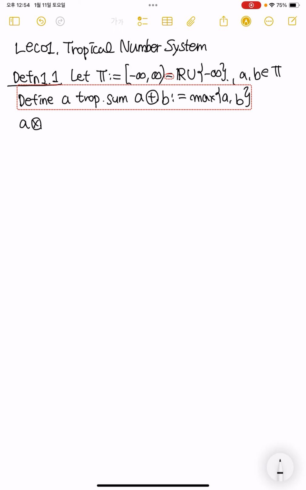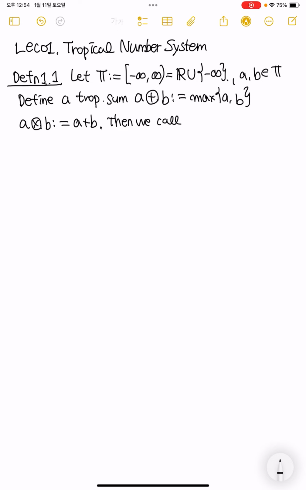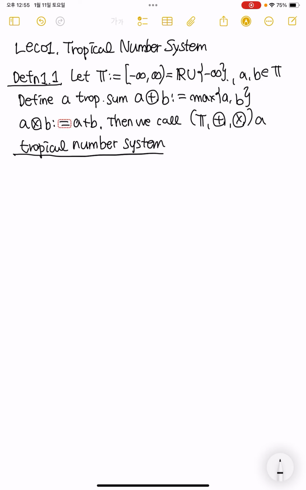and multiplication is the natural addition as we know. Then we call this a tropical number system. Okay, that is the definition.